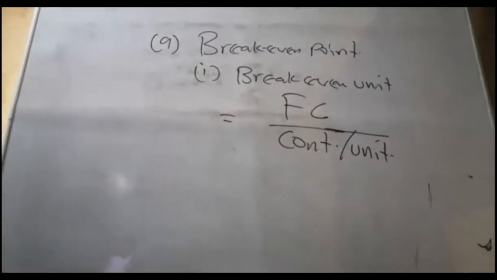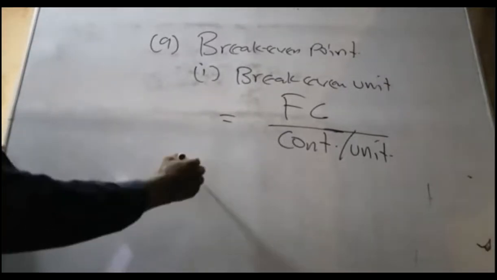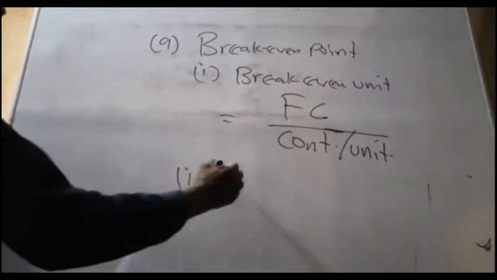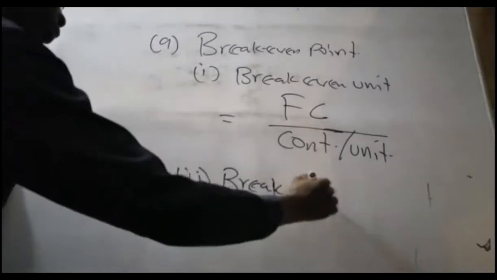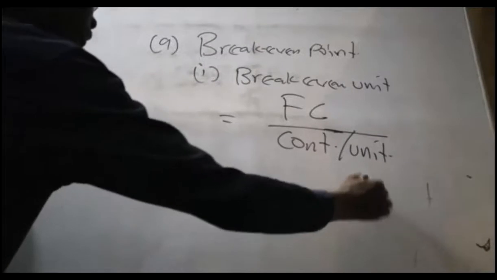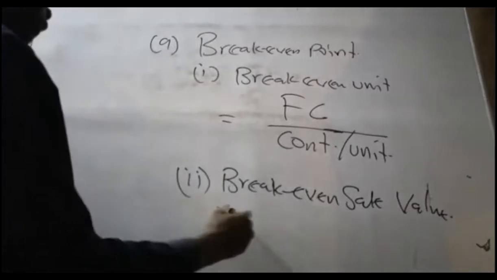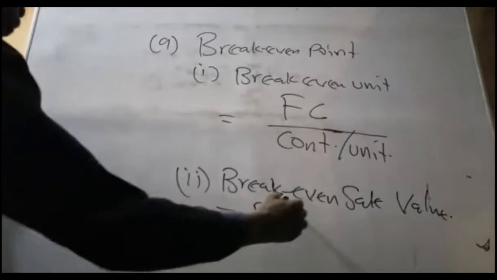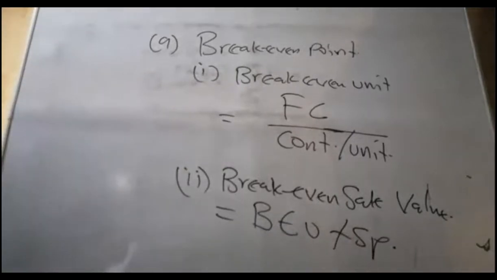So let's just look at it from this question and solve it. Then the second one, we will call it break-even sales value. Break-even sales value, not unit, but this time around is value. It is equal to the break-even units times the selling price. That is all. So that's the first formula.